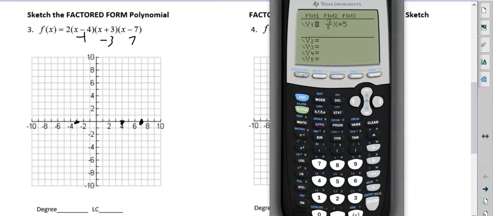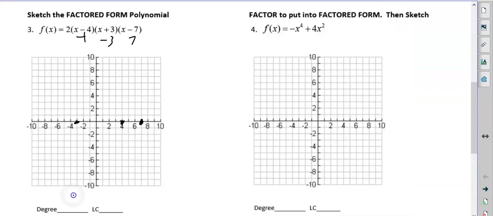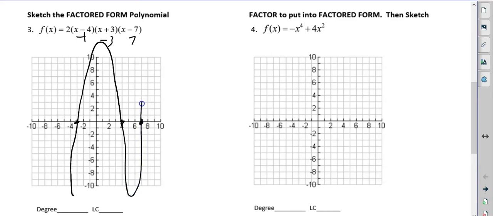So y equals, clear out whatever you have. We have a 2, parentheses, x minus 4, close parentheses, x plus 3, close parentheses, x minus 7. And hit graph. And basically you can tell it's not on the graph at all, so it's going to come up here, off the graph, down here, off the graph, just like that.